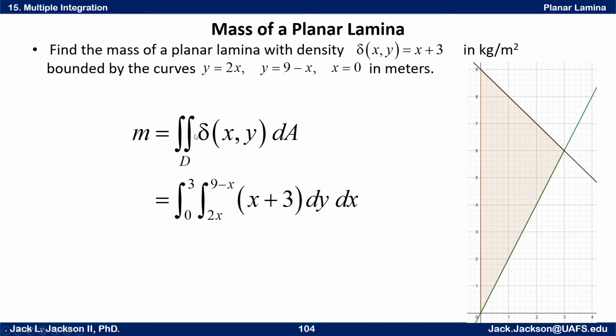So the mass is just the integral over that domain of the density function dA. Of course, the density function was given by x plus 3, so we plug that in. dA we're going to think of as dy dx. It's better to do y before x here because if we do a vertical strip, the top is always bounded above by the curve 9 minus x and below by the curve y equals 2x. Those become our lower and upper limits for y, and then our x limits go from 0 to 3.